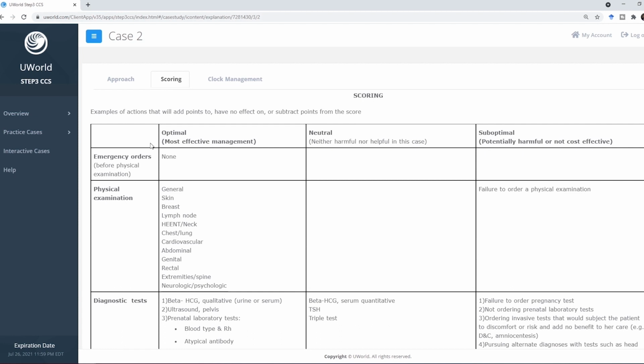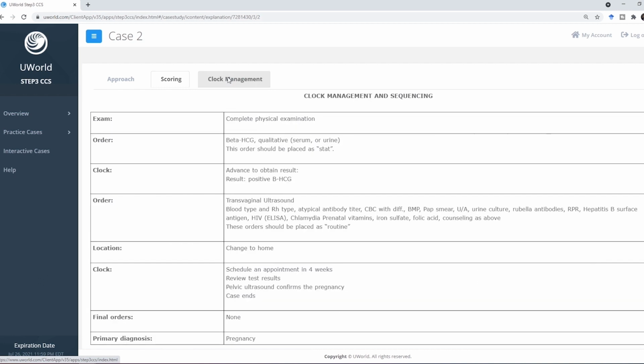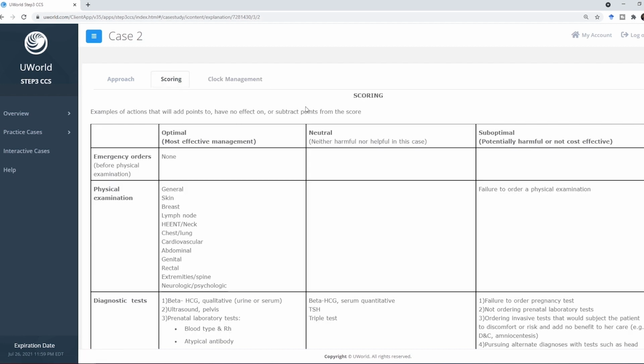So this is not the order in which you should put the orders in. If you want to see the order in which you put your diagnostics, treatment options and monitoring, the clock management is the one. This is the way I solved the case. But if you want to have a look at the scoring and how things would be assessed, you should look at the scoring.